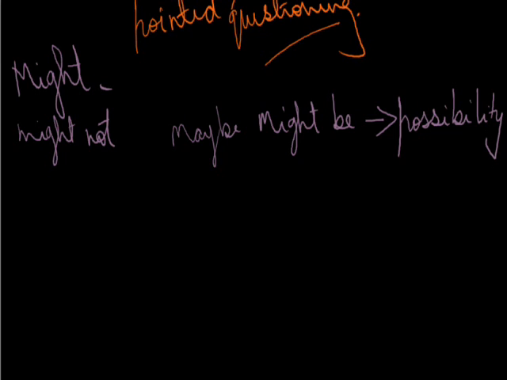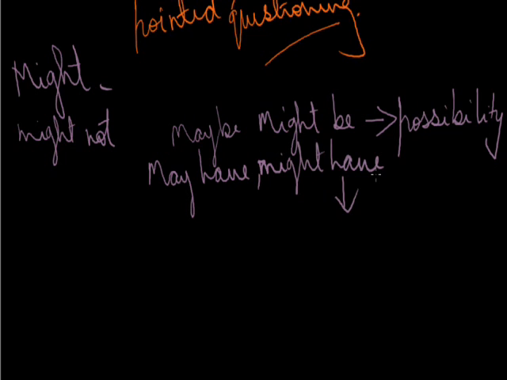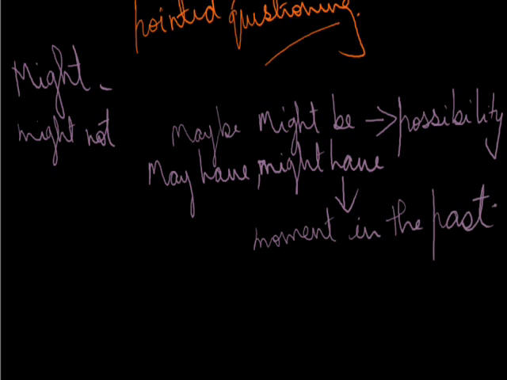For example, where is my new dress? It may be or might be in the cupboard, right? Because there is a possibility. If I talk about may have or might have, might have indicates some moment in the past. For example, I don't find my pencil box here. You might have left it in the school. The moment in the past is what we are talking about here.